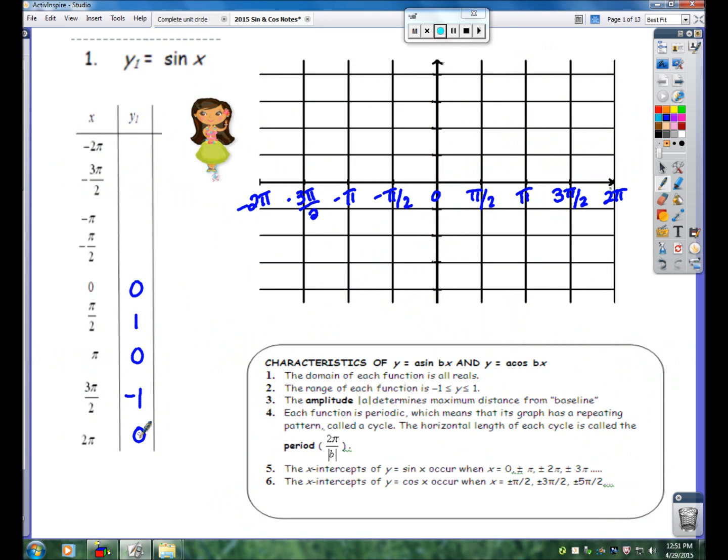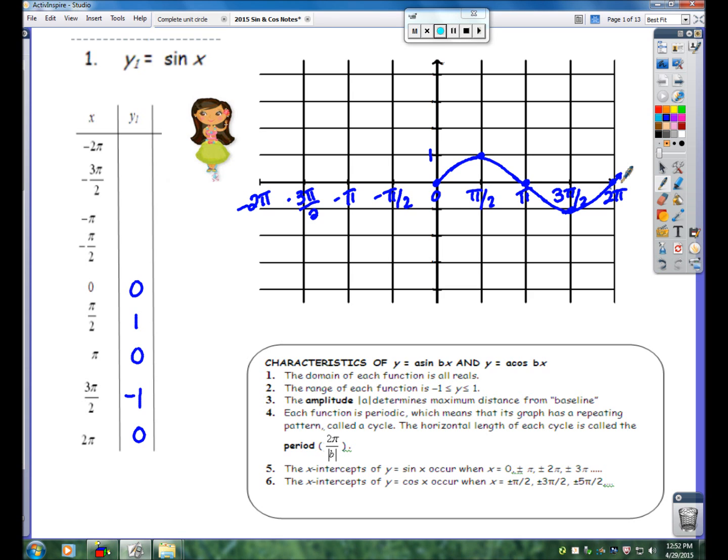So let's graph those points. At 0, we're at 0. At pi over 2, we're up at 1. At pi, we're back down at 0. At 3 pi over 2, we're down at negative 1. And at 2 pi, we're at 0. So this is our pattern, one full period. We'll talk about what a period is in a moment. Of course, our graph keeps going if we extended our x-axis further.